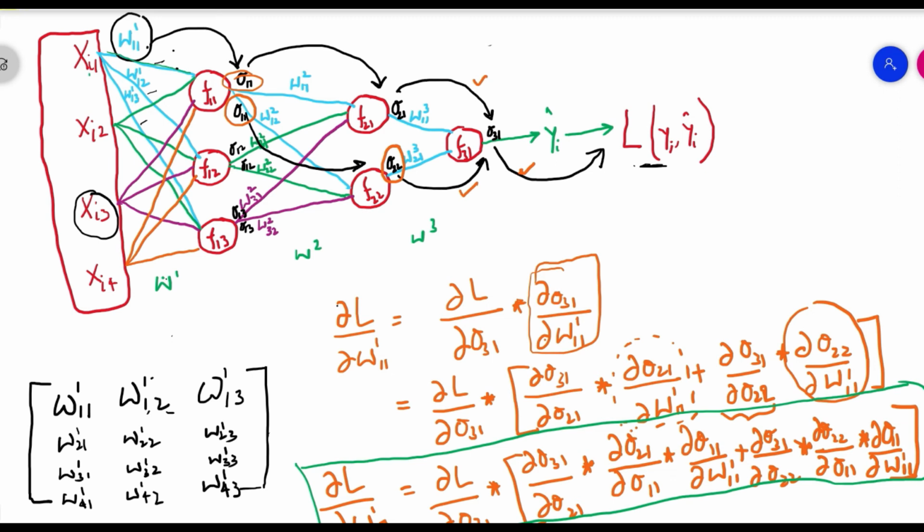So let's randomly take another weight. This weight is W143, that is this weight. If we need to determine the rate of change in our loss function with respect to W143, what will this be equal to? Okay, so ∂L with respect to ∂W143 will be equal to ∂L.